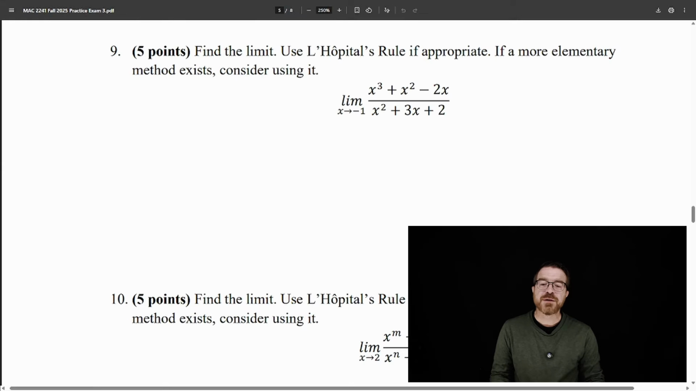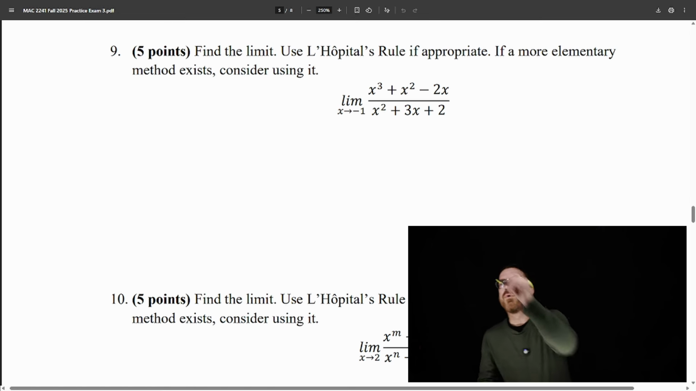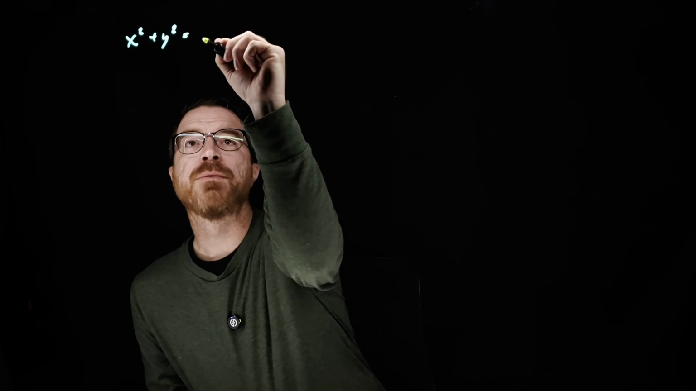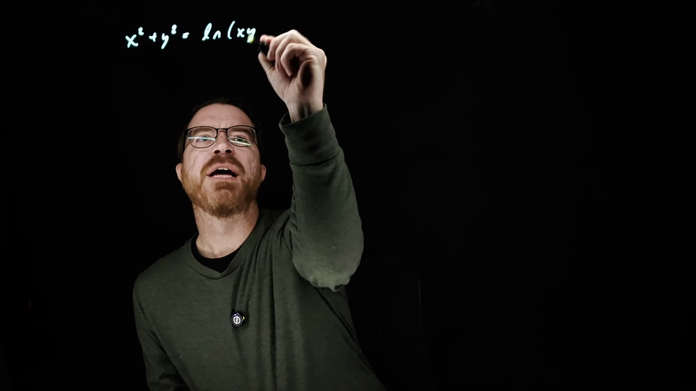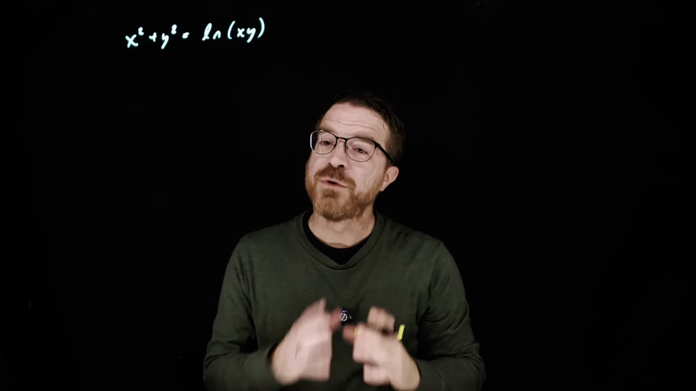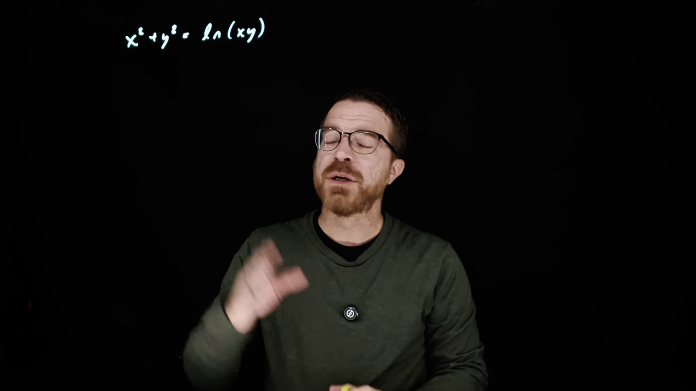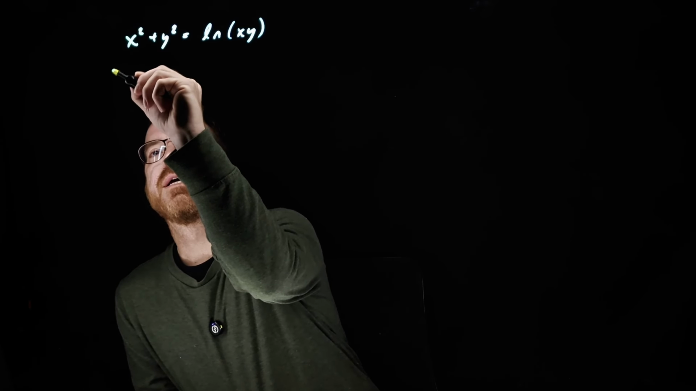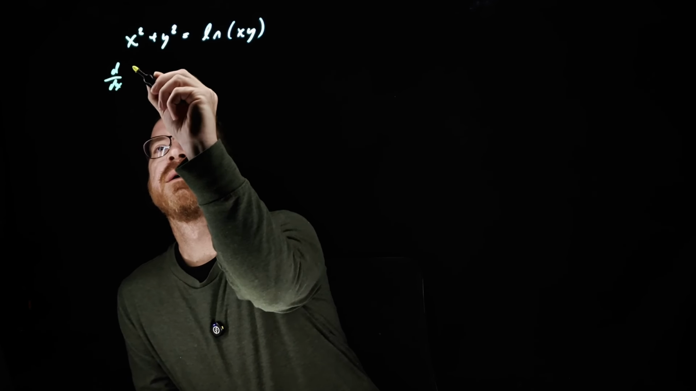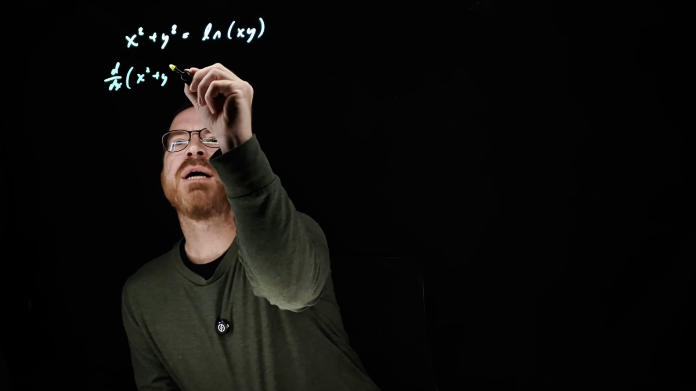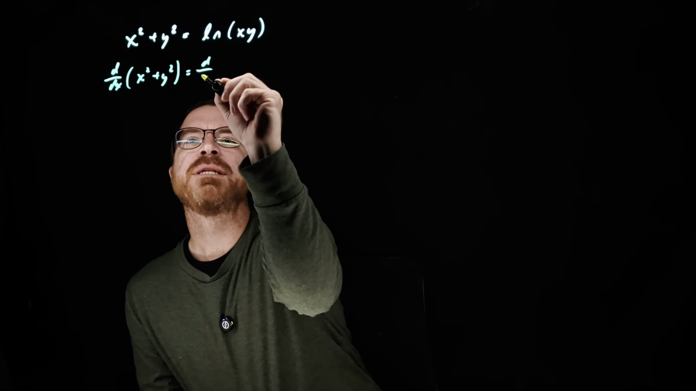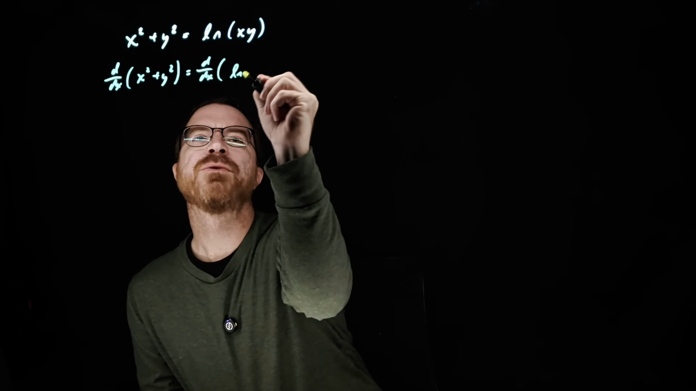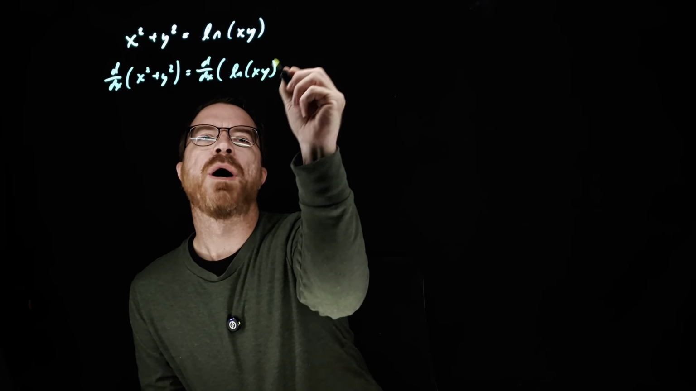Problem 2 asks us to figure out what is dy/dx by implicit differentiation for x squared plus y squared equals the natural log of xy. So if you remember, using implicit differentiation, it means we're going to take the derivative of the left and the derivative of the right. So in this case, we're going to take d/dx of x squared plus y squared equals d/dx of natural log of xy.